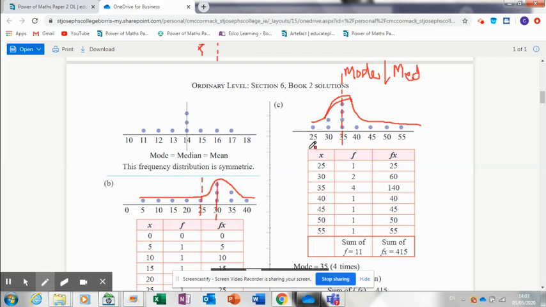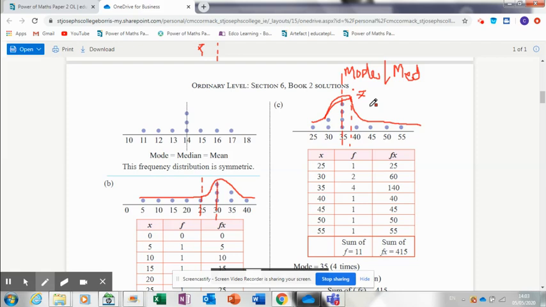What's the mean going to be? Again, write out all my variables, my frequency, get my fx, it's 415, divide that by 11, and I get 37.7. So it's going to be out here. Right? So that's going to be my mean. Okay? So you have to work it out. You're not going to be guessing it. So I hope you understand that. That's questions 1, 2, 3.